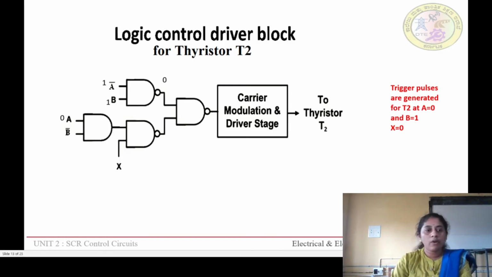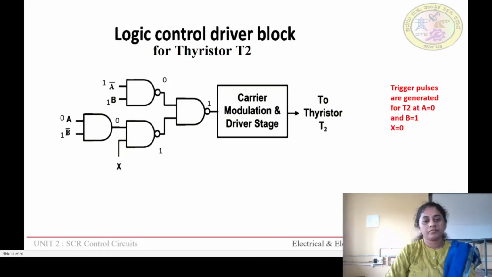Now let us see the AND gate. A is 0, B bar is 0... A bar is 1, so the AND gate output is 0. This value is 0 and the value of X is also 0. When both the inputs are 0, the output of the NAND gate is 1. Now you can see when one input is 0 and the other input is 1, the output of NAND is 1. This is sent to the carrier modulation and driver stage block, where it produces the triggering pulses for thyristor T2. This is how the digital firing scheme works.